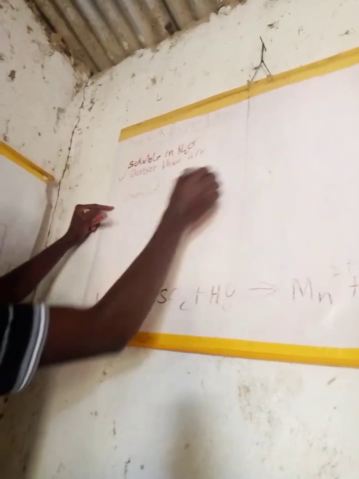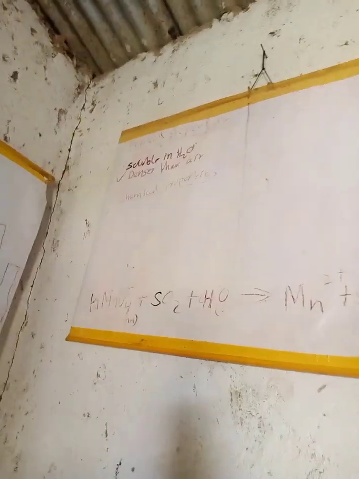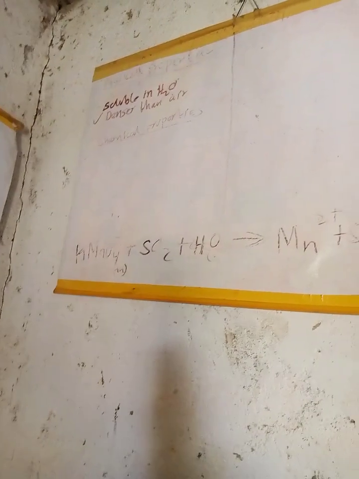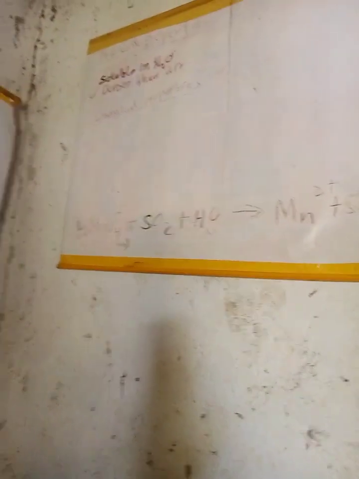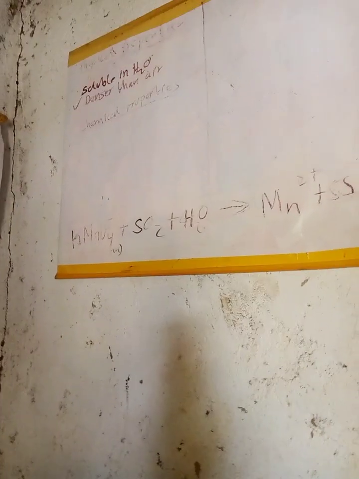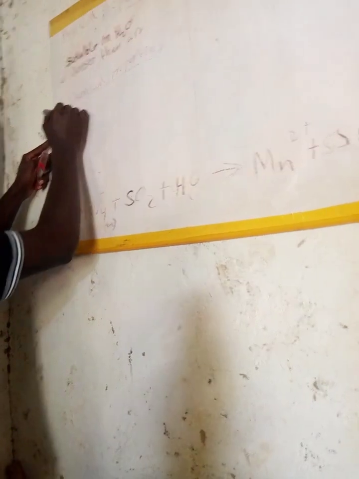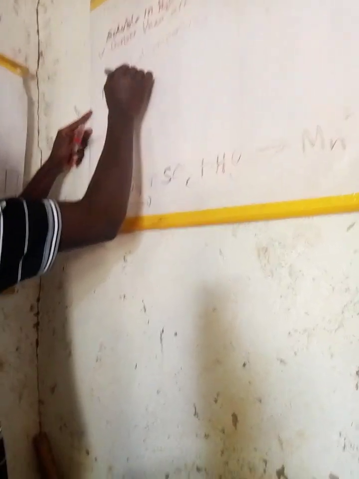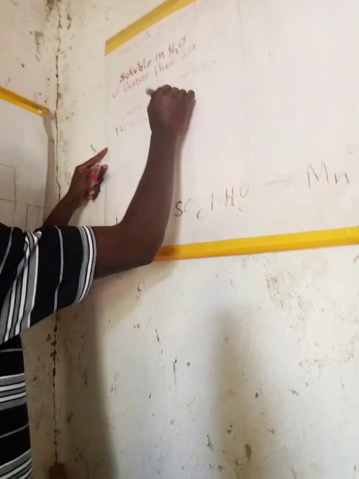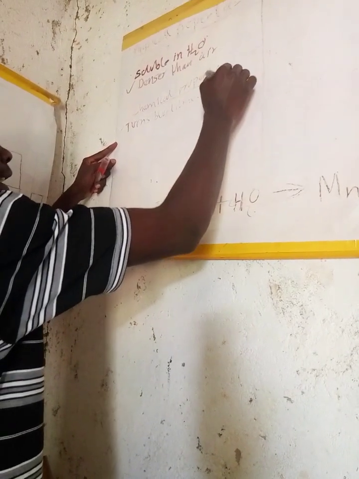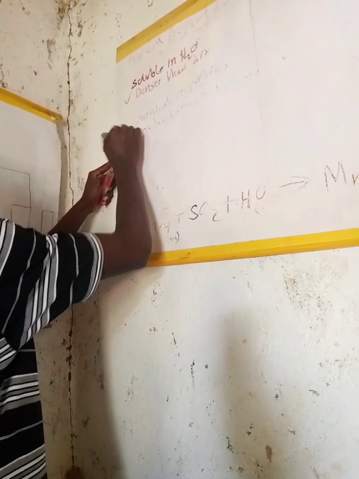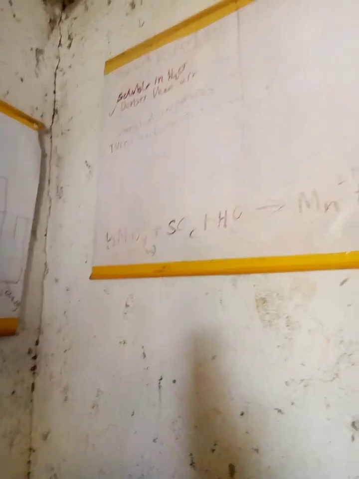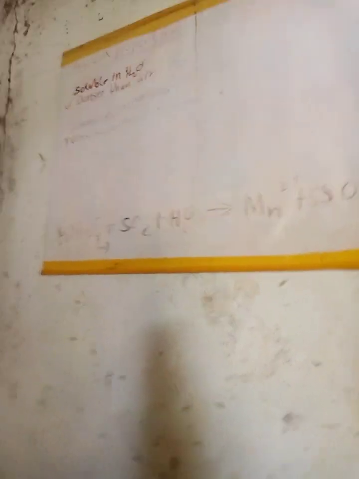Here students need to be very keen, because here is where more questions usually come. First, sulfur oxide turns a blue litmus paper red and bleaches it. This sulfur oxide gas turns a blue litmus paper red and bleaches it.